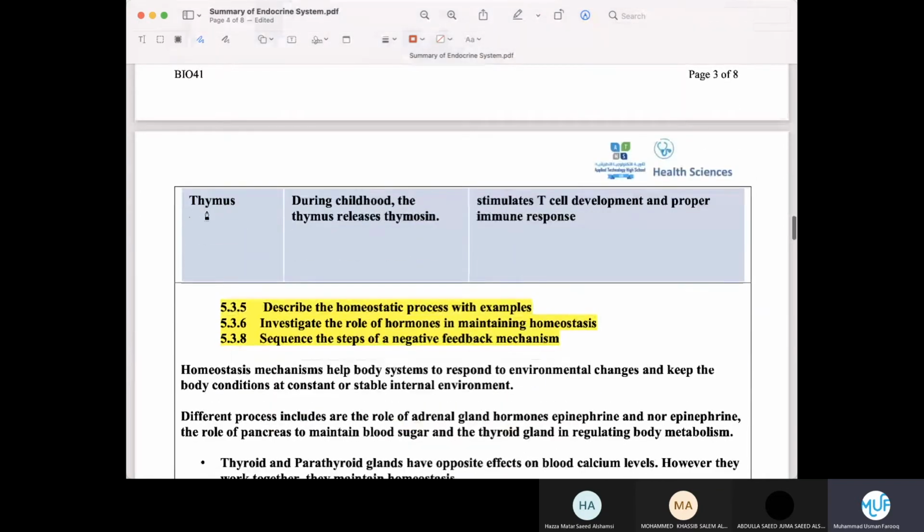Okay, the thymus gland is a very important gland which is in your chest. It releases thymosin, and this thymosin improves your immunity. It stimulates your T cells and improves your immune system.